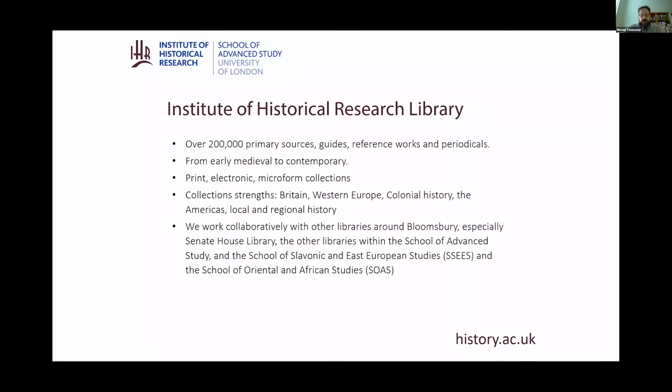Chronologically, we cover everything from the early medieval period, and geographically, we concentrate on Western Europe and the colonial histories of the West European empires, North and South America, as well as regional and local history. We work collaboratively with many of the other libraries around Bloomsbury. So, for example, while we have some holdings on Chinese history during the period of Western imperial aggression during the 19th century, work on earlier periods of Chinese history or from 1949 can be found in other libraries, notably that of the School of Oriental and African Studies.